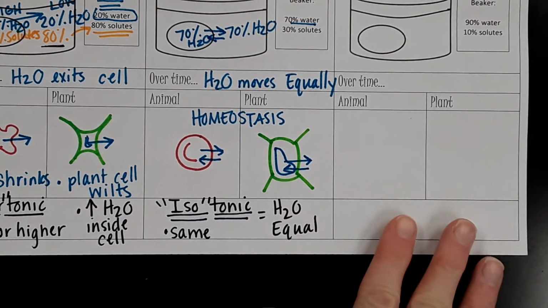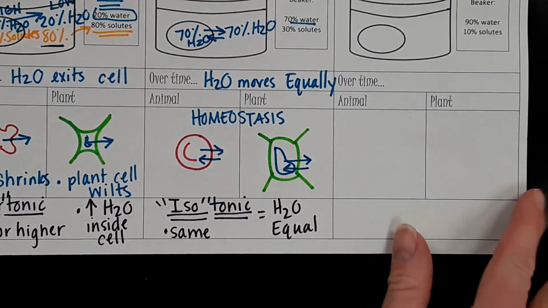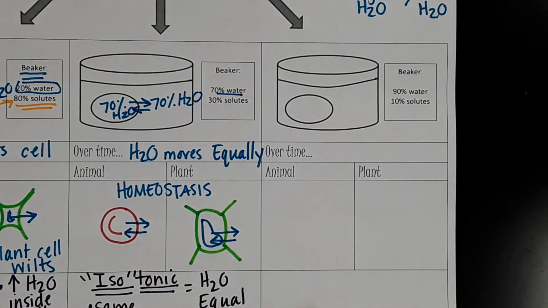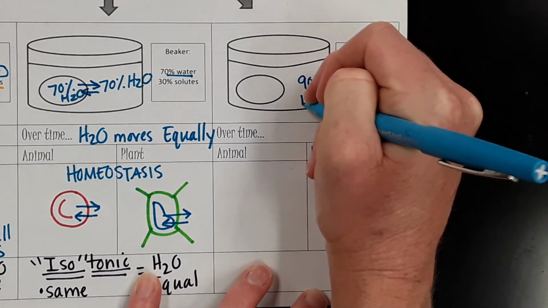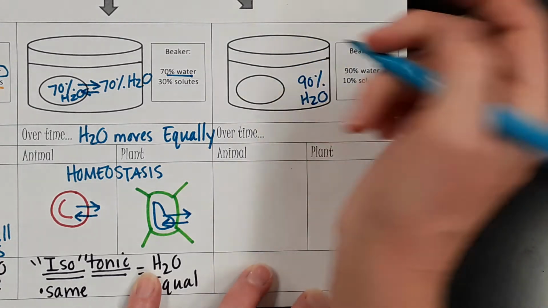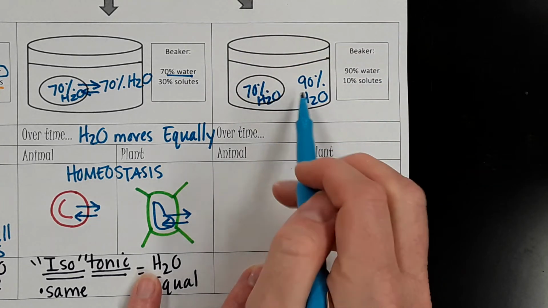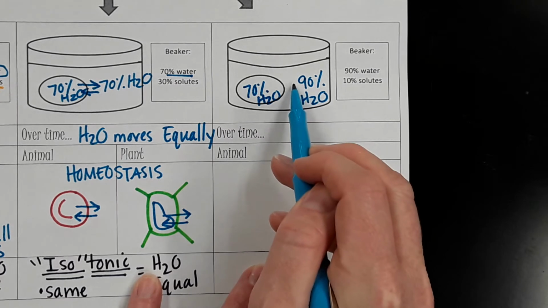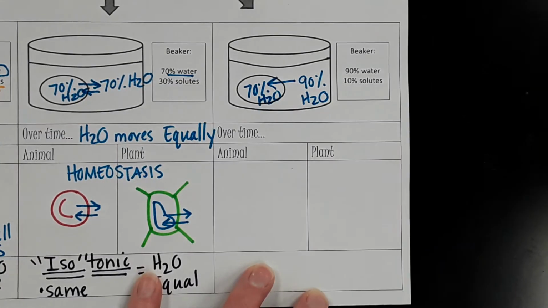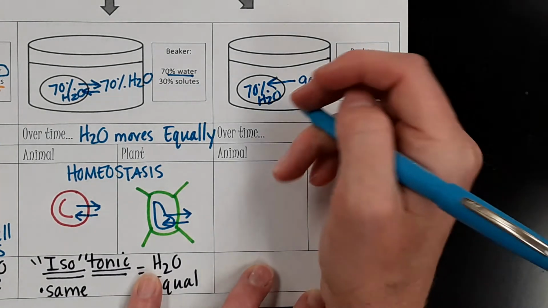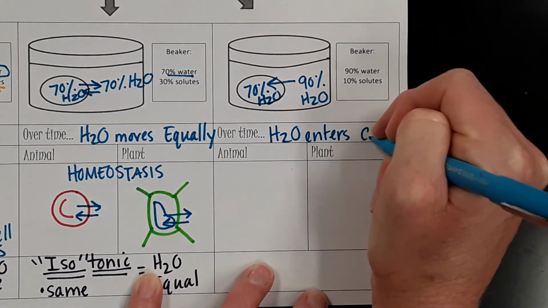All right, our last scenario. So we've had water higher inside and lower outside, and water the same. So our last scenario, we're going to have a high amount of water on the outside. We've got 90% water on the outside of the cell, and we have our basic cell, 70% water inside the cell. So in this scenario, there's a higher concentration of water outside of the cell compared to inside. So the water is going to move from high water concentration to low water concentration. And over time, water is going to move into the cell. So water enters the cell.